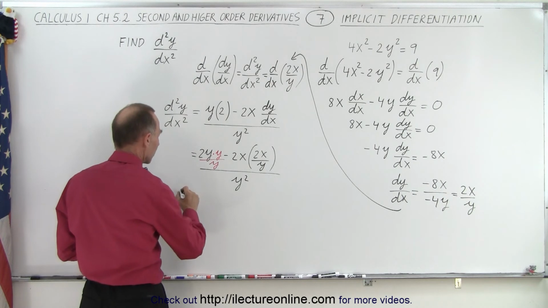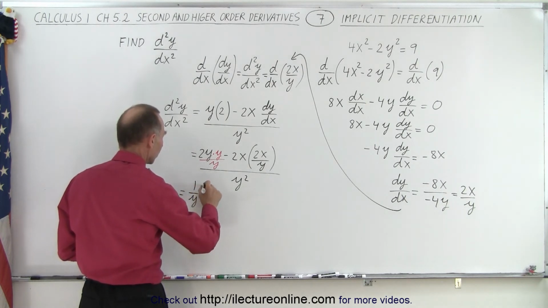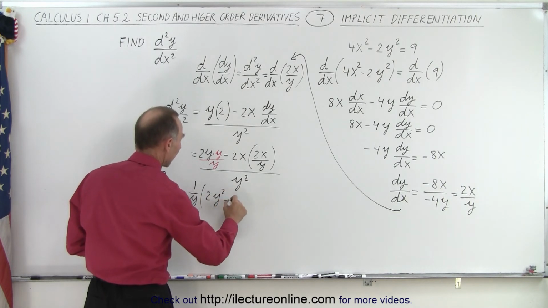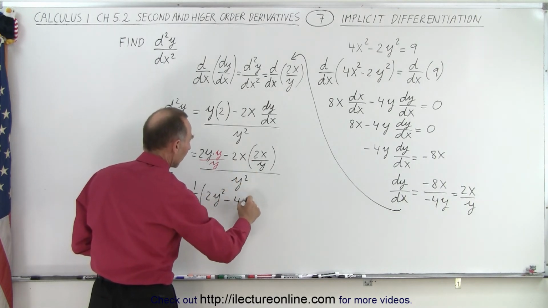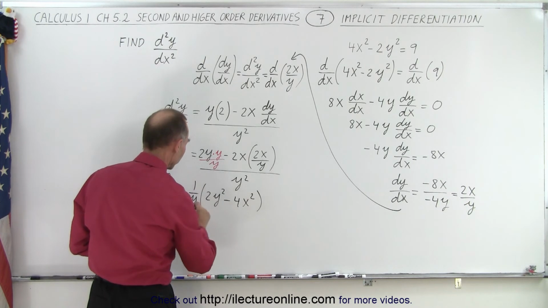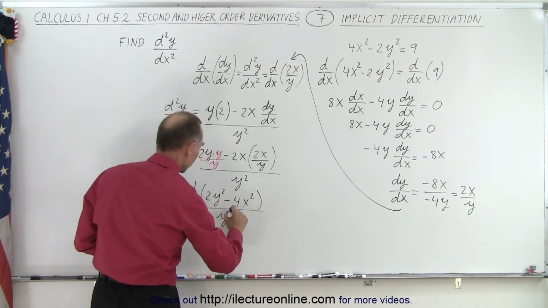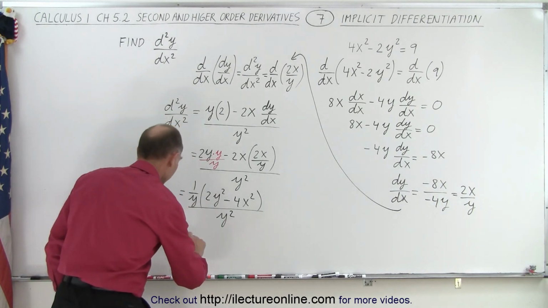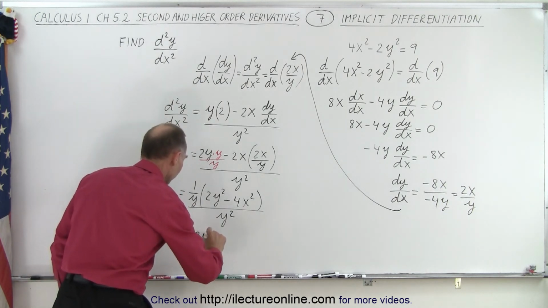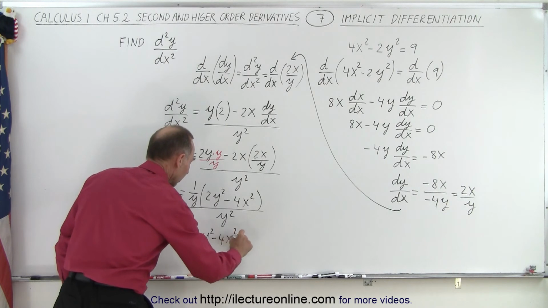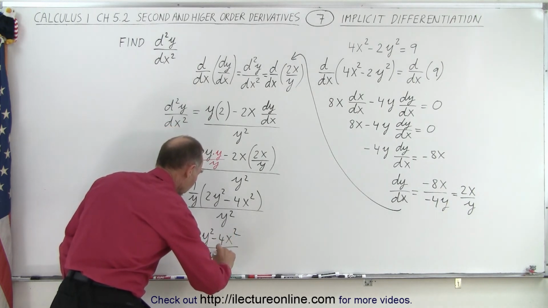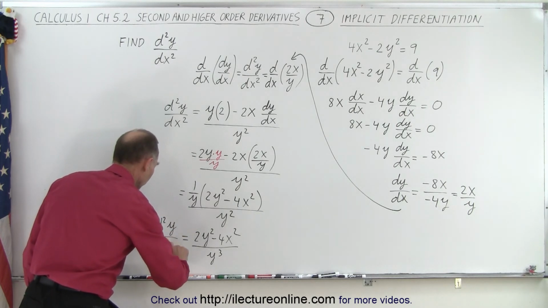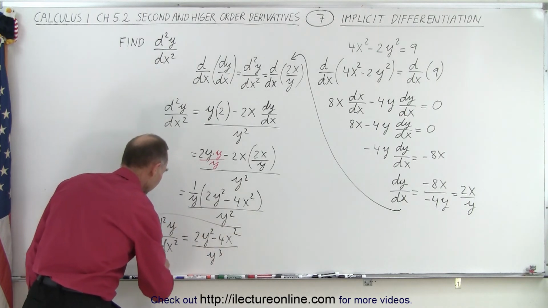So that means that this can be written as 1 over y. We can pull out the common denominator, and we end up with 2y squared minus 2 times 2, which is 4x squared, all divided by y cubed. I got ahead of myself, because now we bring this y down, and this can be written as 2y squared minus 4x squared divided by y cubed. And that is the second derivative of y with respect to x.